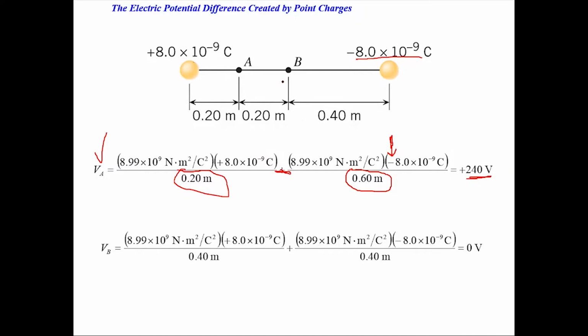Then how about B here? If you want to find the potential here at B, then what do you do? Potential at point B is, again, the same thing. From here to here, what is the distance? 0.2, 0.2, add them together, 0.4. That's what we have here. And this is 0.4, right?